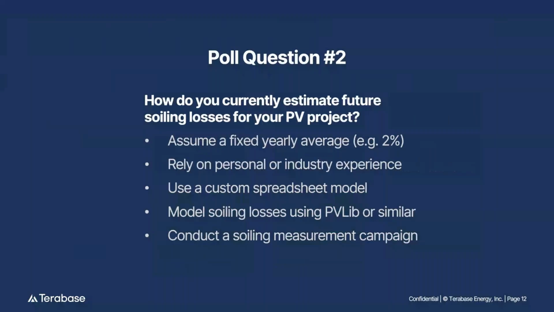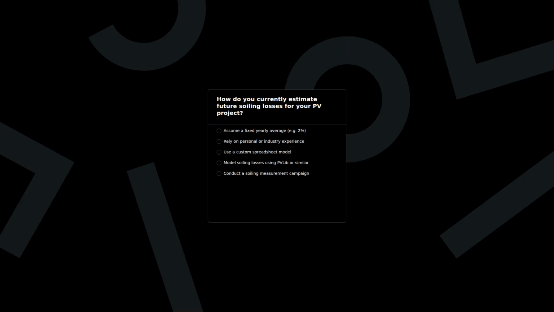All right, thank you. So now we're going into poll number 2. Go ahead, Rafal, if you want to start that poll. How do you currently estimate future soiling losses for your PV project? Do you assume a fixed yearly average, so the 2% assumption-based approach? Do you rely on personal or industry experience, maybe knowing where you're at and just applying a default accordingly? Do you use custom spreadsheet models? Do you model soiling losses using pvlib or similar tools, or do you actually conduct a soiling measurement campaign? We'll give you a few moments to answer that, and we'll see what kind of results we get.